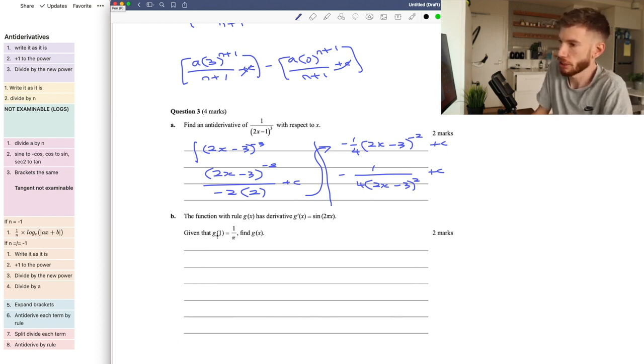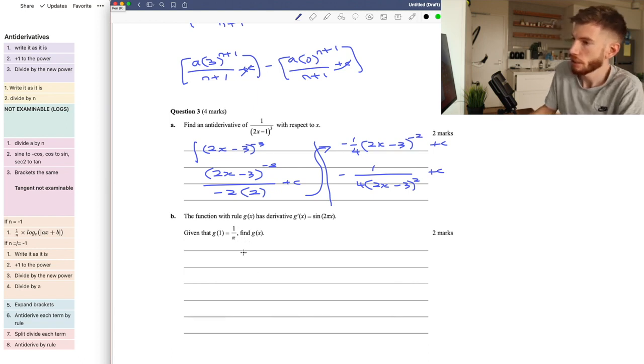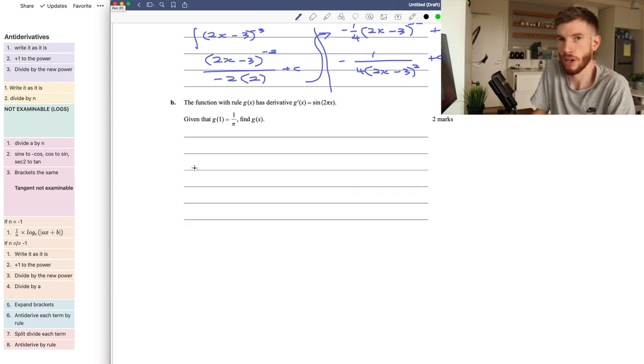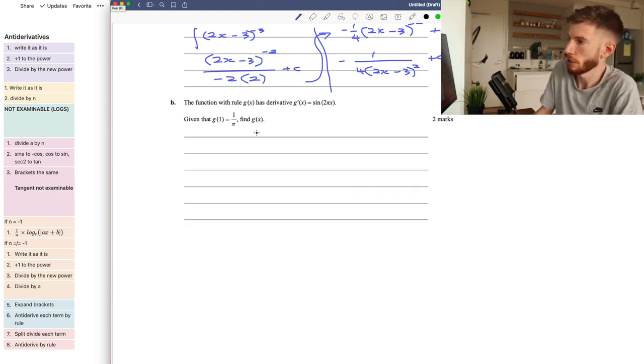After that then, we've got the function with the rule g of x has a derivative given by this. Given that g of 1 is equal to 1 on pi, find g of x. So what this means is we're relying on the fact that antiderivatives are the opposite of derivatives. So if we're given g prime x, we can antiderive with respect to x to get to g of x. And that's what we first have to do.